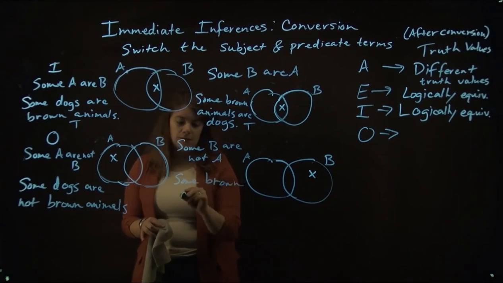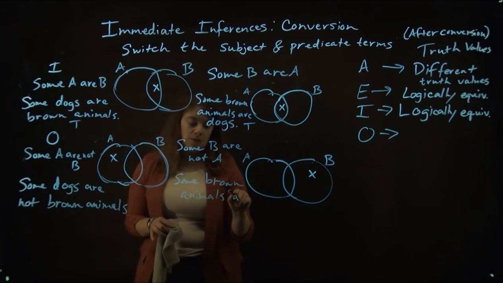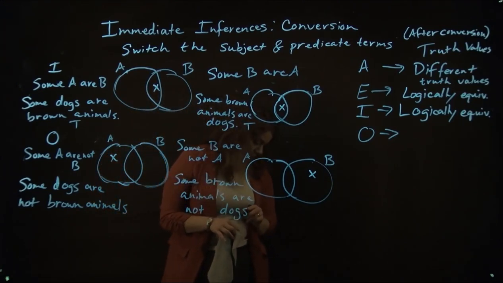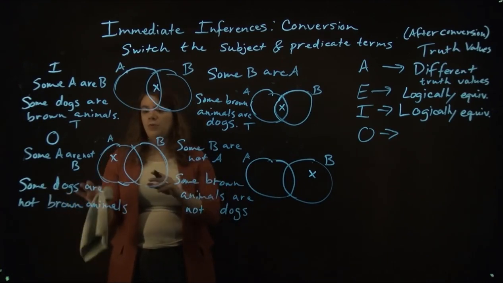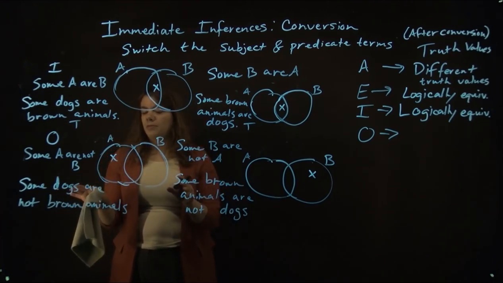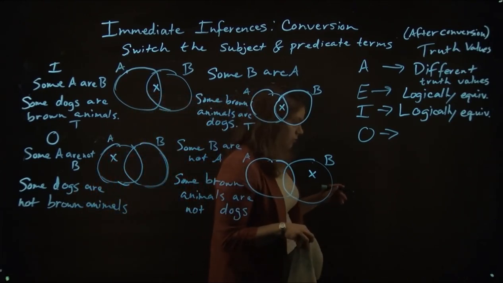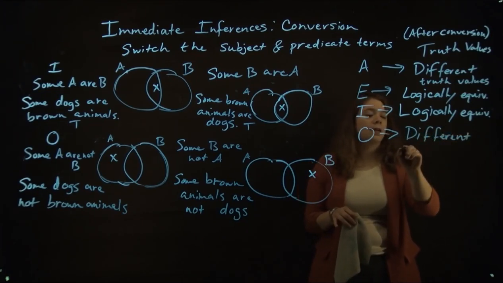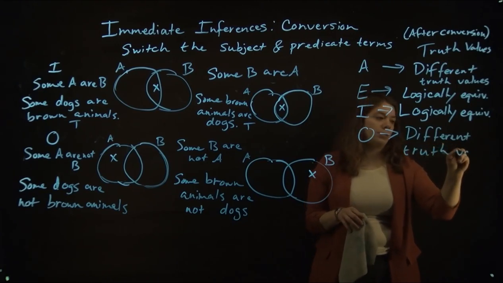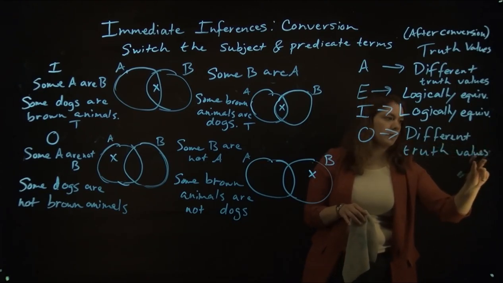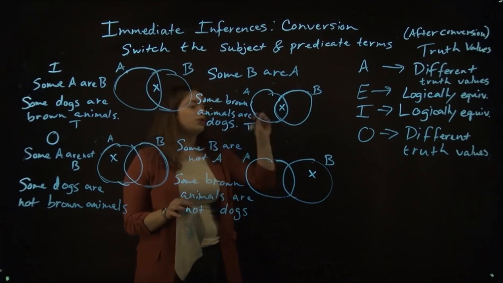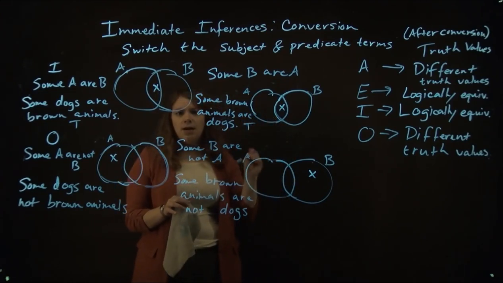versus some brown animals are not dogs. This goes back to some of the issues we have with distribution and why these two are not equivalent. But the idea here is that we're going to get two different or indeterminate truth values. So the point here is that with O propositions, they will render different truth values. Alright, so the only conversions that are logically equivalent are those that involve the E and I propositions.